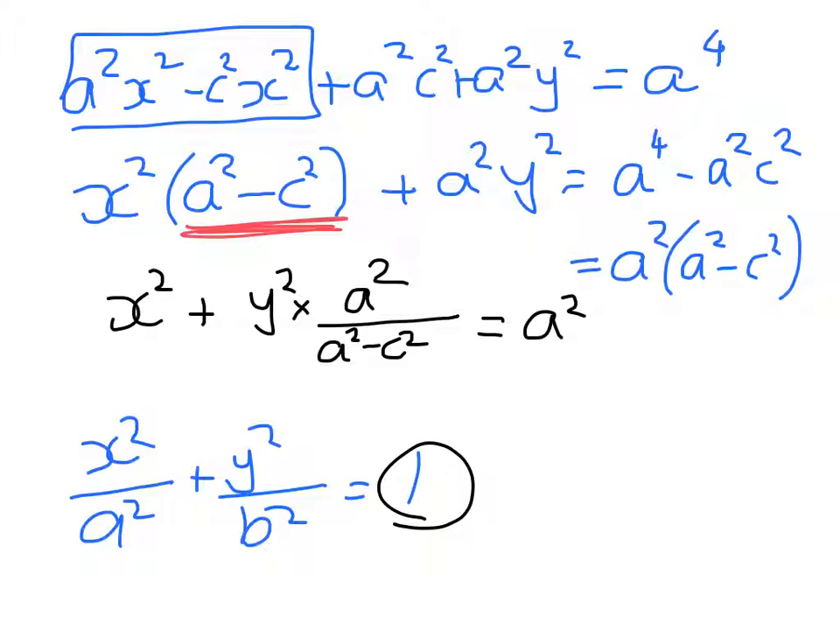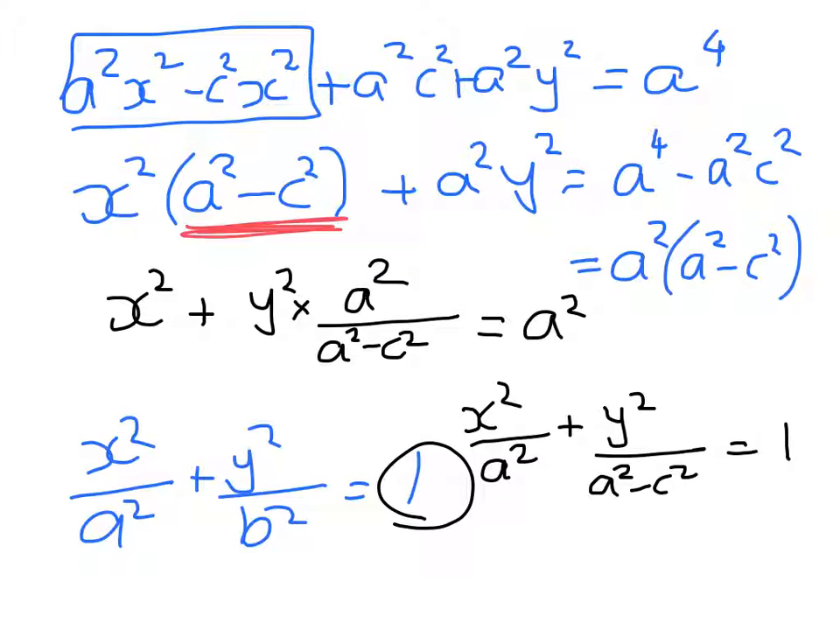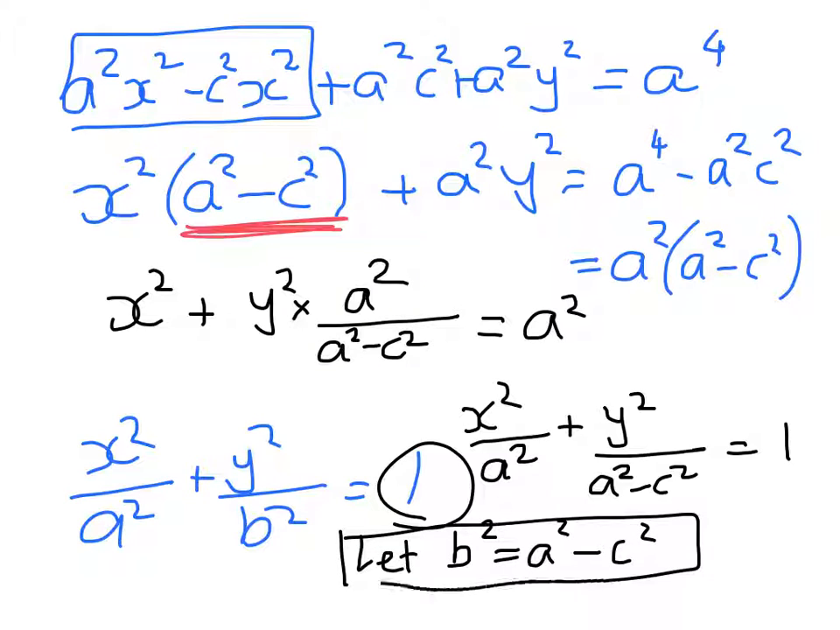I want to end up with a 1. So now I'm going to divide through by a squared. And I'll get x squared over a squared plus y squared over a squared minus c squared equals 1. Okay, and now we're going to write let b squared equals a squared minus c squared. And we are finished.